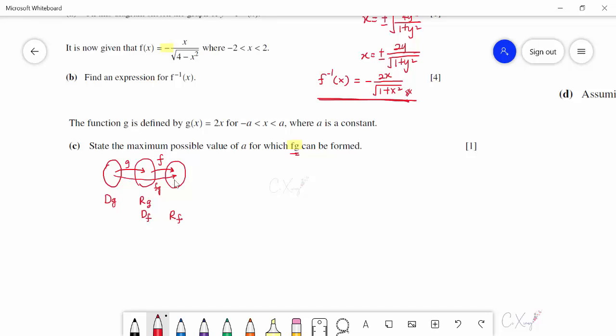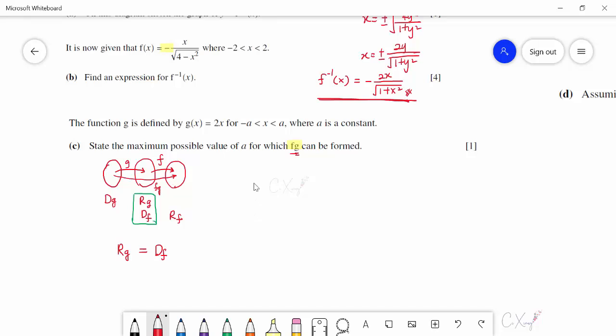Okay, so from this diagram, generally, we can observe one important result: the range of g will be equal to the domain of f.